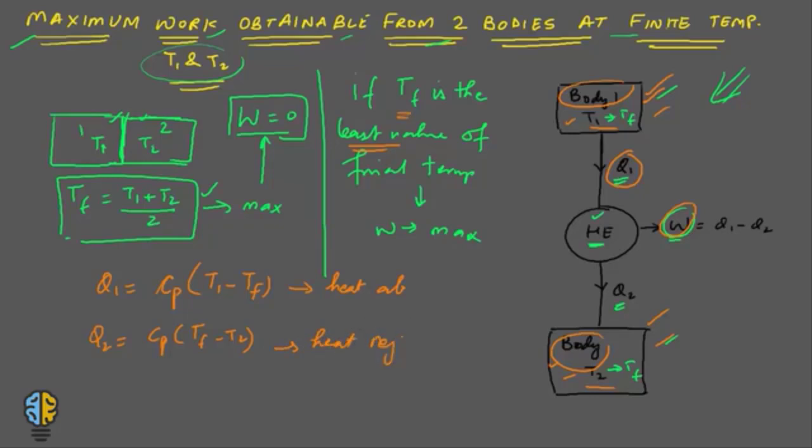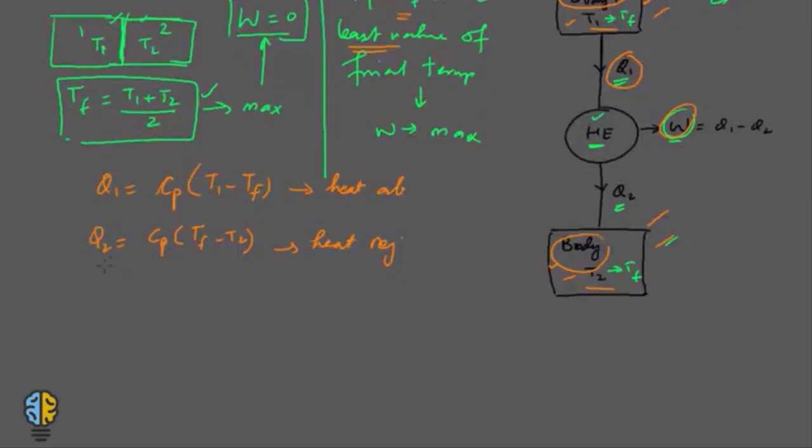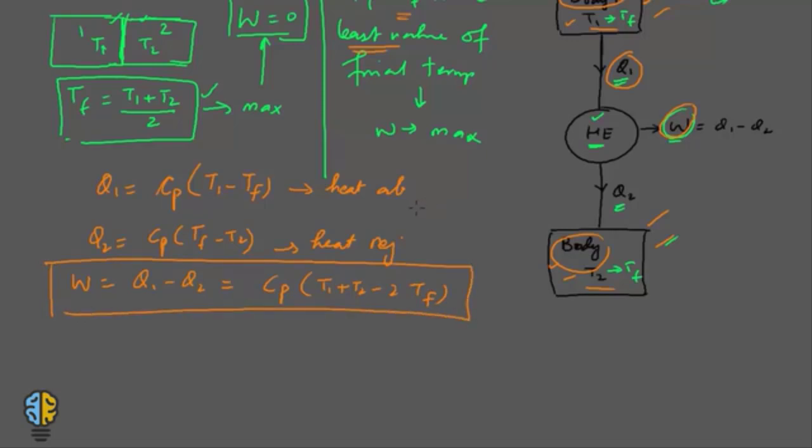Now the amount of total work done, if you remember, is W equals Q1 minus Q2. So you will have Cp times T1 plus T2 minus 2 times Tf. So this is an expression that you'll get.